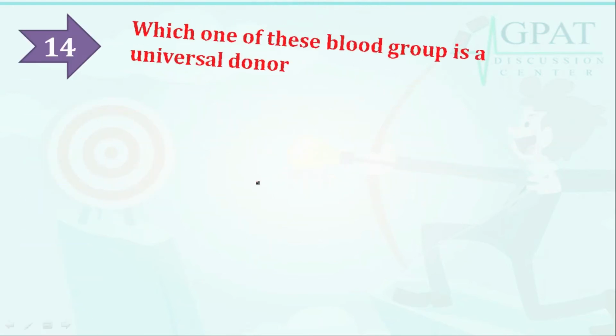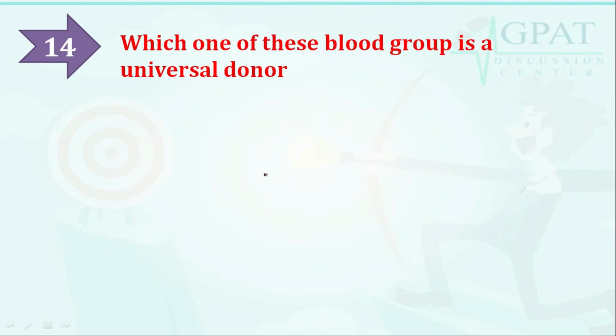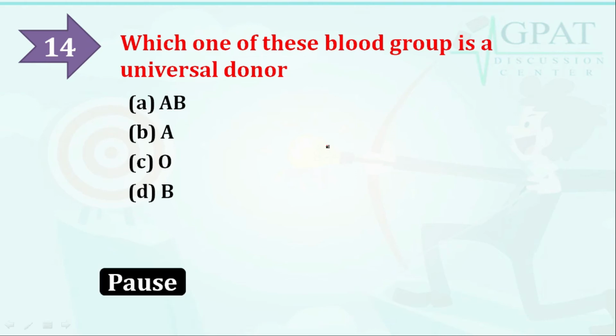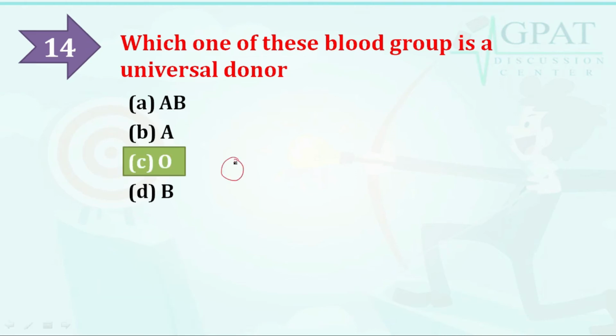Now the next question of this video: which one of these blood groups is the universal donor? And the options are, option A is AB, option B is A, option C is O, option D is B. So which one of these blood groups is the universal donor? The correct answer is that O is the universal donor. O is UD. Just try to memorize it. O is UD.